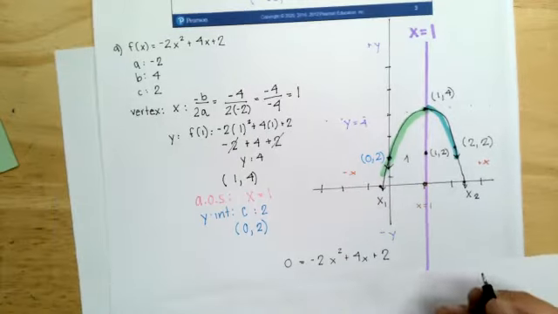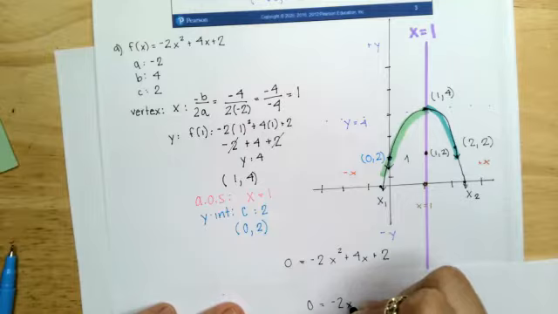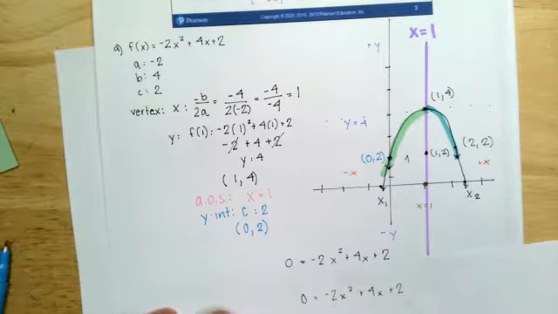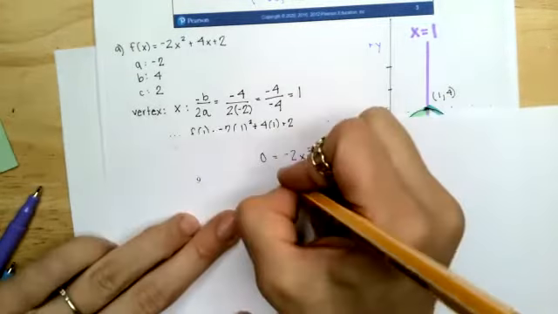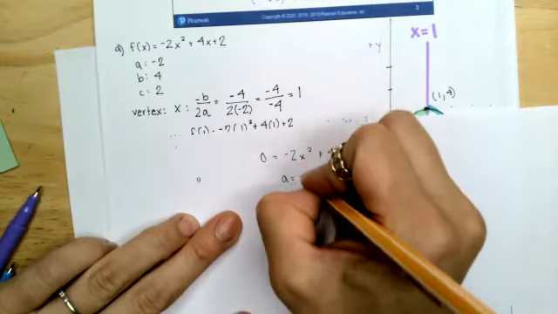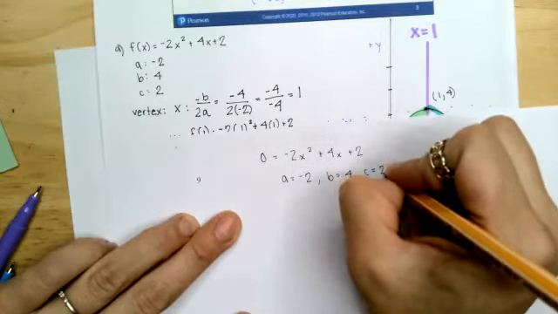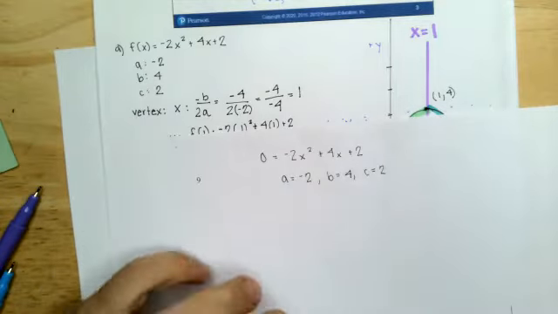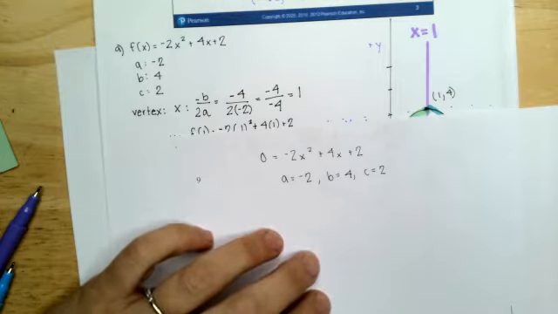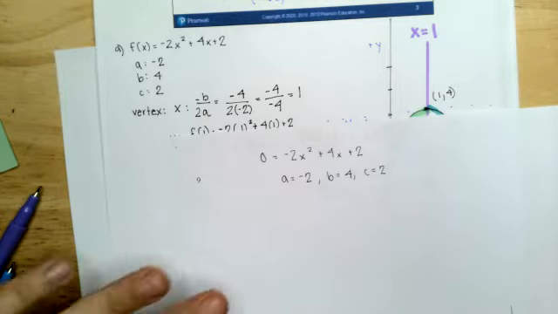Okay, our equation was 0 equals -2x² plus 4x plus 2, right? If we're going to put this into the quadratic formula, A is -2, B is 4, C is 2. Sometimes you will be able to do it by factoring, but in this case, we cannot do it by factoring. So just to expedite it, I'm going to use the quadratic formula.